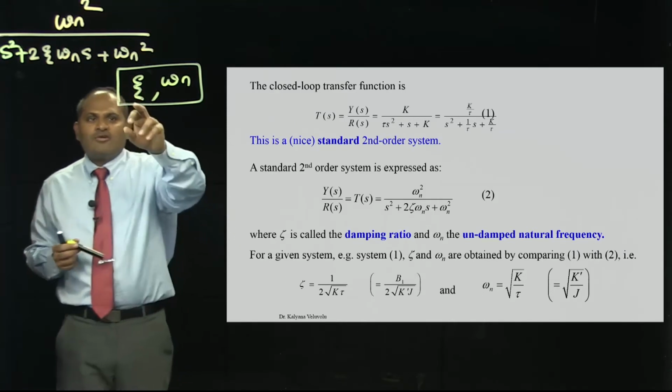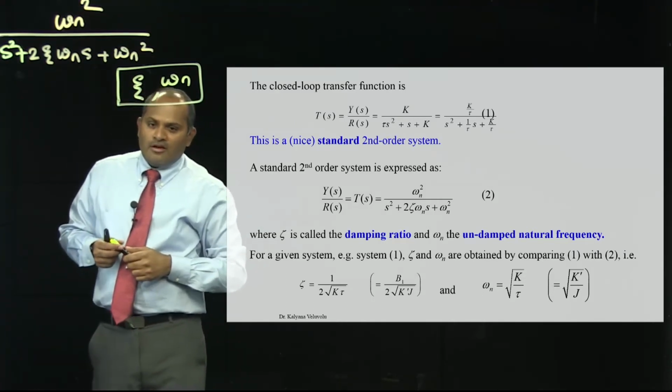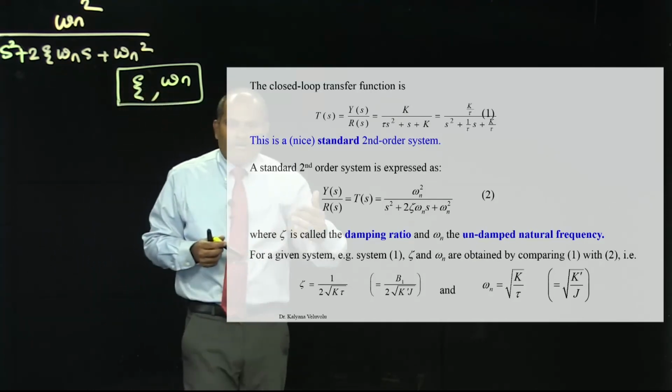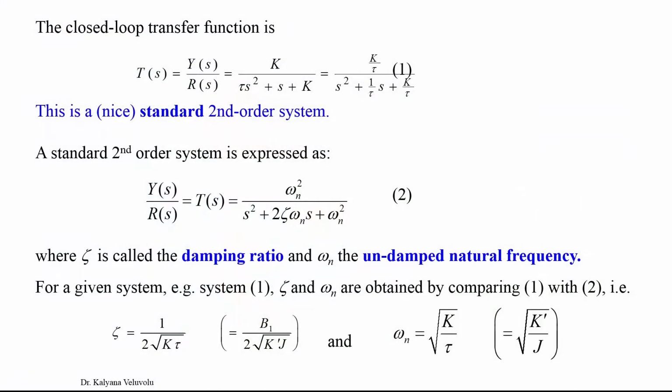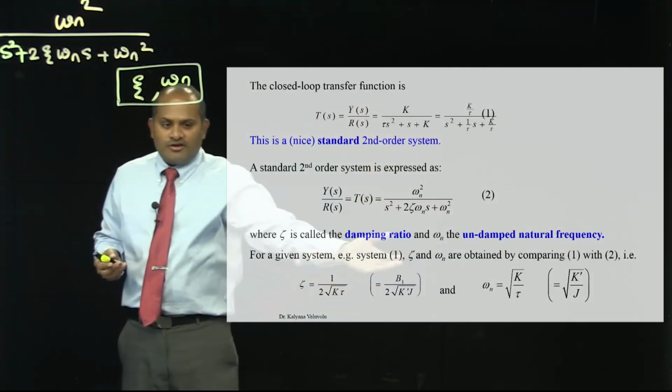So, eta is what we call the damping ratio, and omega n is called the natural frequency. Now, if we compare our standard second order system with our motor equation, we can easily find what eta and omega n are. When we have a system, we can compare it with our formulated system and find eta and omega n. So, by comparing equation 1 and 2, we get what eta is and what omega n is.